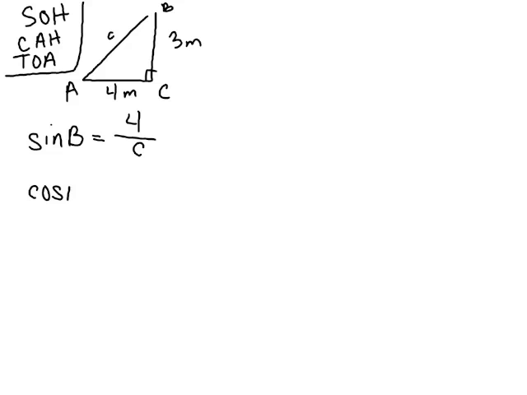Cosine for angle B, cosine is adjacent over hypotenuse. So which side is adjacent to the angle B? The 3 over my hypotenuse. Tangent for angle B, the tangent is opposite over adjacent. So opposite of the big B, the little b, opposite over adjacent. So I do know both of those.